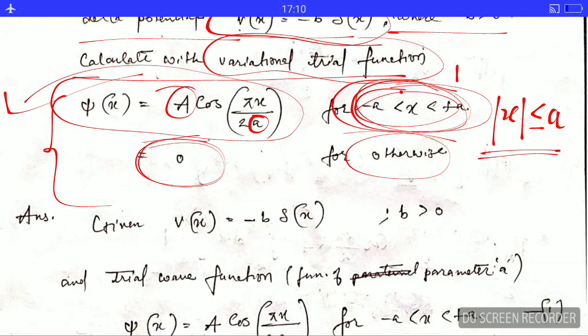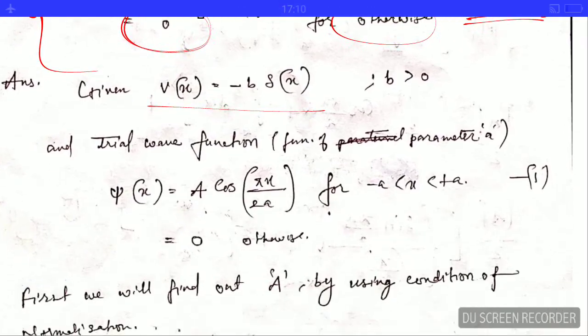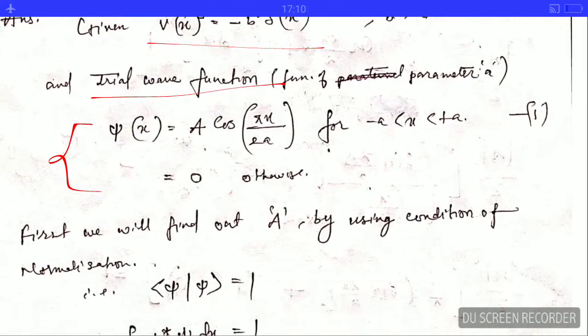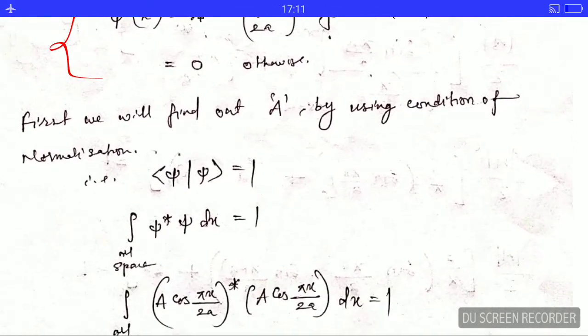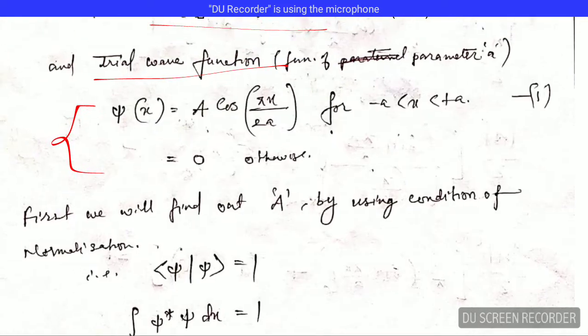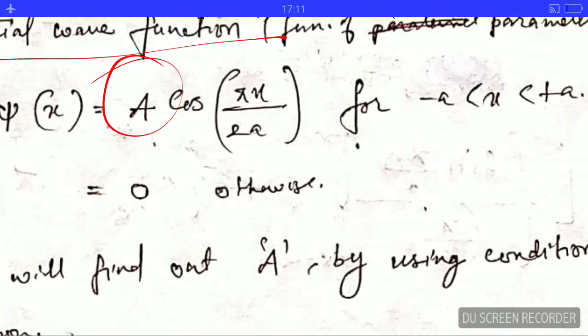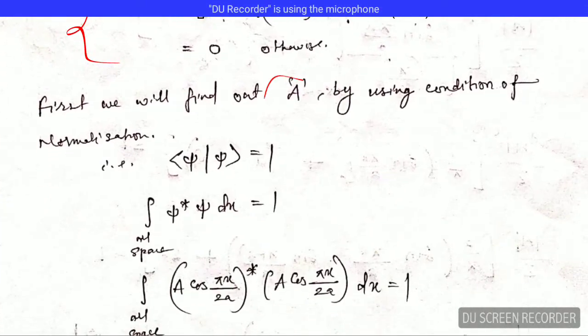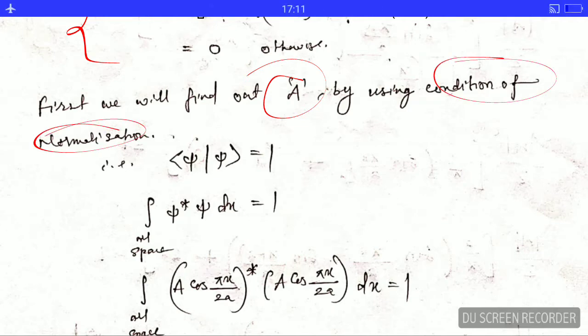Now this potential was given. Okay, the trial wave function is also given. This is the trial wave function. Now in this trial wave function we are unaware of this a, so the first thing is to find out a, and in order to fix this a we will use the condition of normalization, which is this.